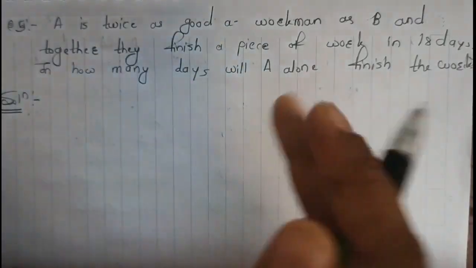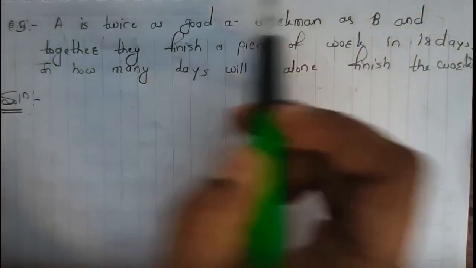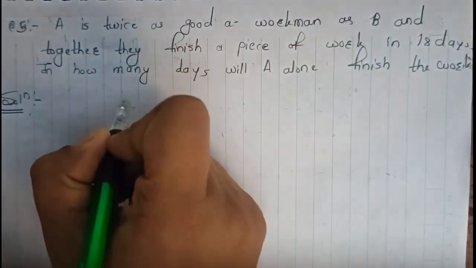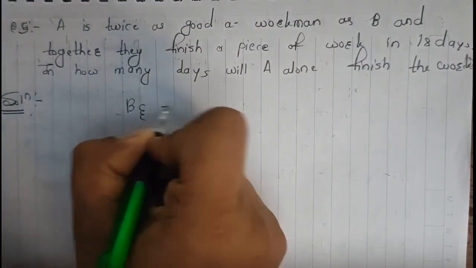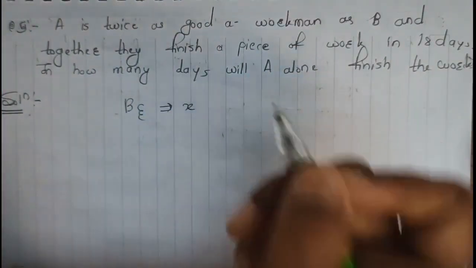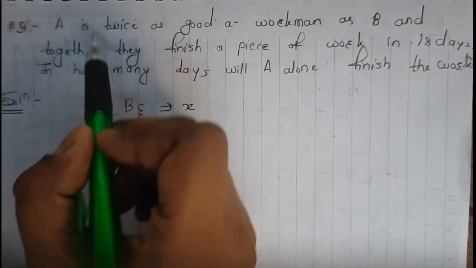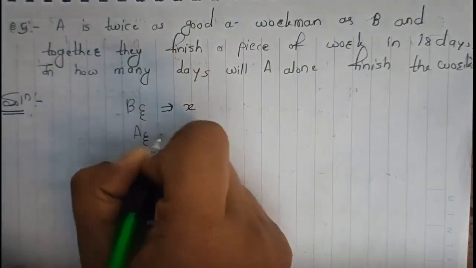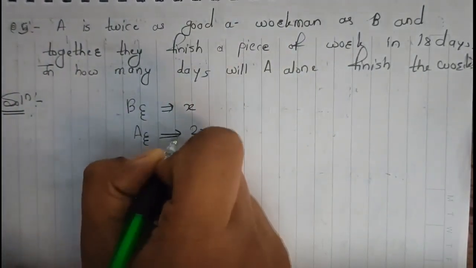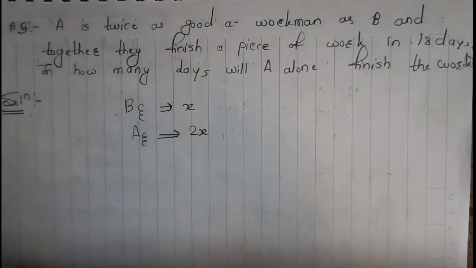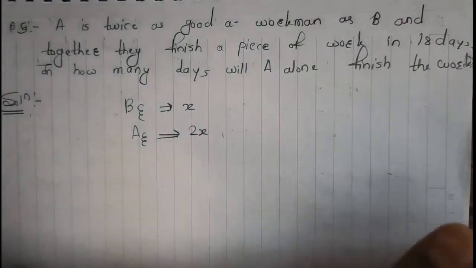Now here A is twice as good a workman as B. In this kind of sentence, just go with the second person. First write the efficiency of B. Whatever the efficiency is, just consider it as X, right? Now if B's efficiency is X, then A is twice as good as B, so A's efficiency would be twice X. Just make sure that you are always comparing. Whenever you are comparing, you have to deal with the efficiency.